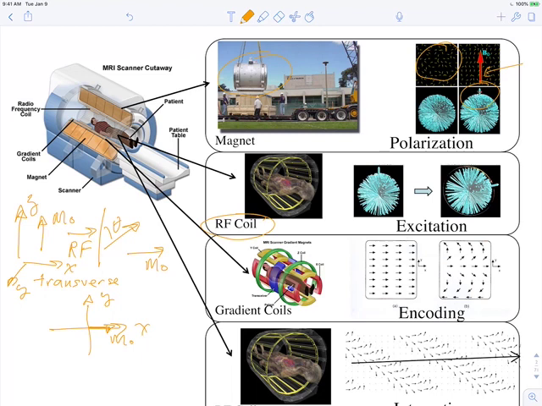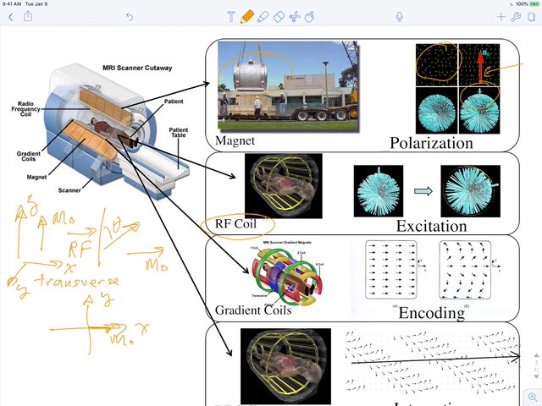So here's the idea. We have this magnetization here. You won't be able to see this on the video. And then it goes like this, okay? And then it starts precessing around in the XY plane. All right?